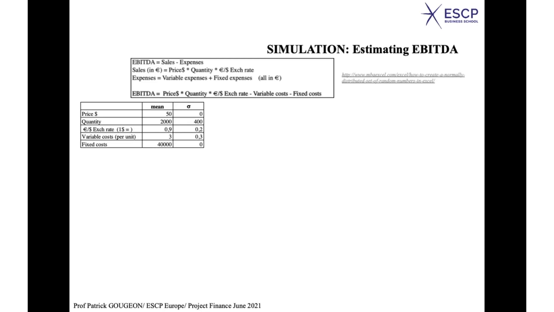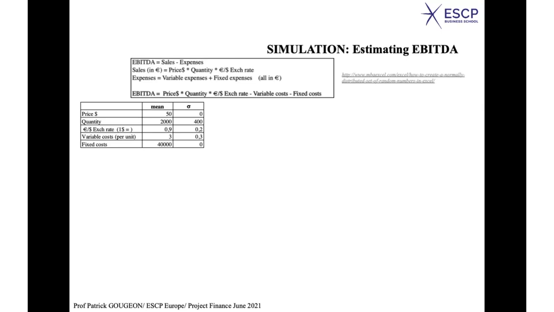So here in this table, we have made the assumptions. We have transformed our more or less subjective knowledge into probabilistic elements, basically the mean and the standard deviation. By doing so, we are assuming implicitly a normal distribution. It's not an obligation, but it's much simpler to explain to you how simulation works.